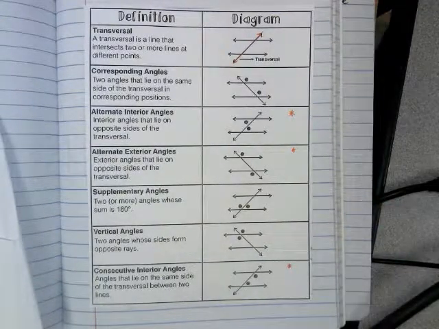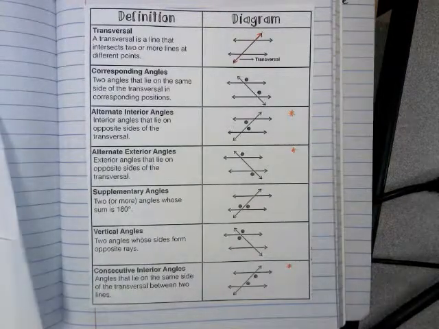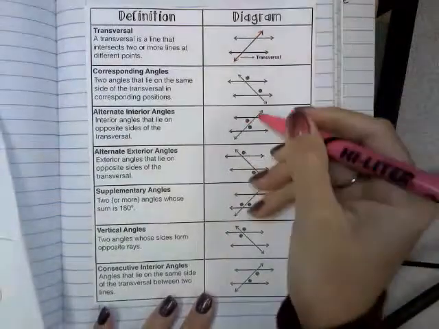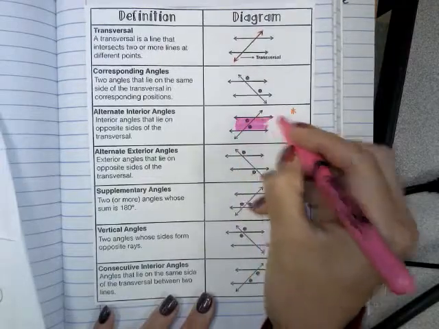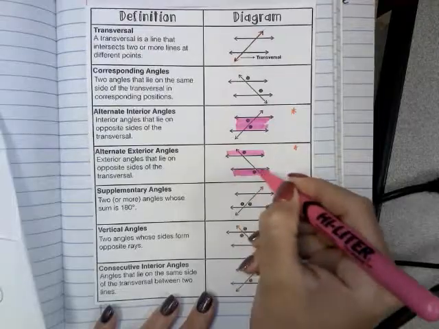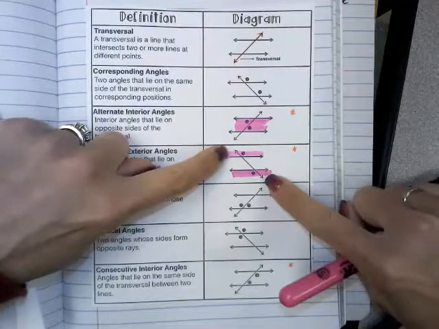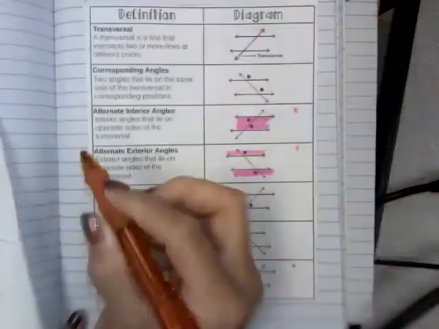Now, when we're talking about interior and exterior angles, interior means inside. The only thing that we can be inside of on this diagram is the parallel lines. So inside the parallel lines is in here. Outside, exterior, is out here. Do you see the difference? Inside the parallel lines, outside of the parallel lines. Interior, exterior. Now, the key word is alternate.